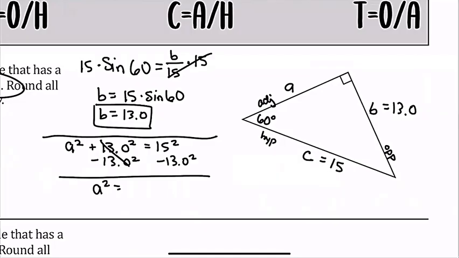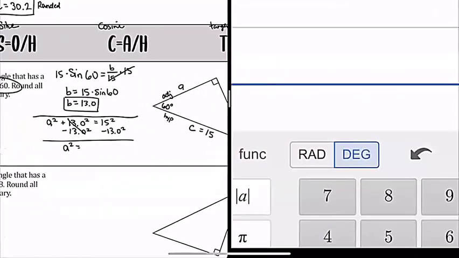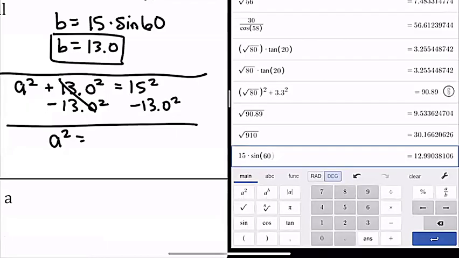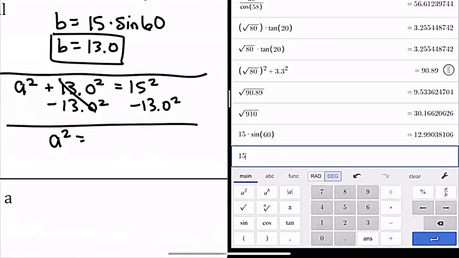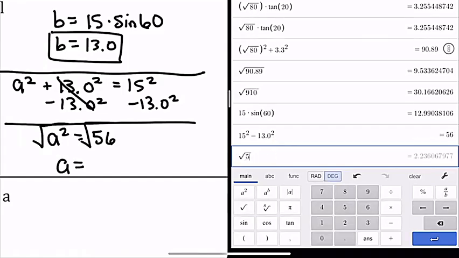So here I got 15 squared minus 13.0 squared. And I got 56. Now, A is not 56. Obviously, that wouldn't make sense. That'd be way too big. I'm going to do the square root to get A by itself, and that will be A. The square root of 56.